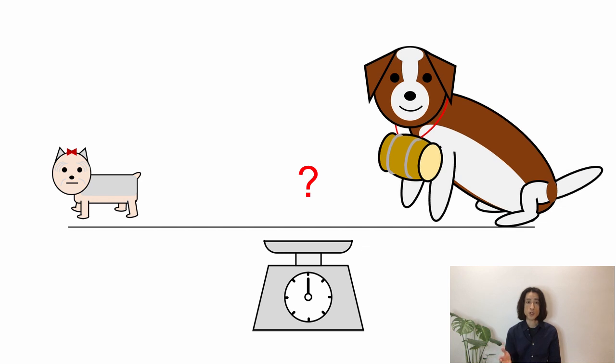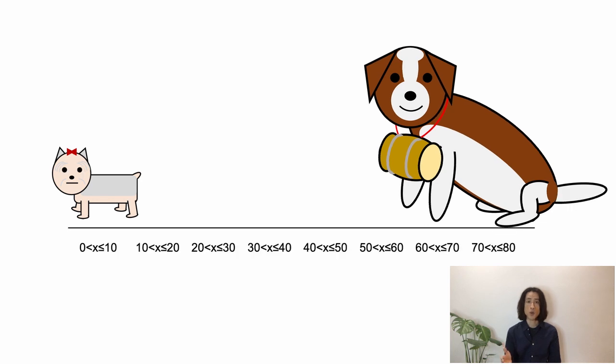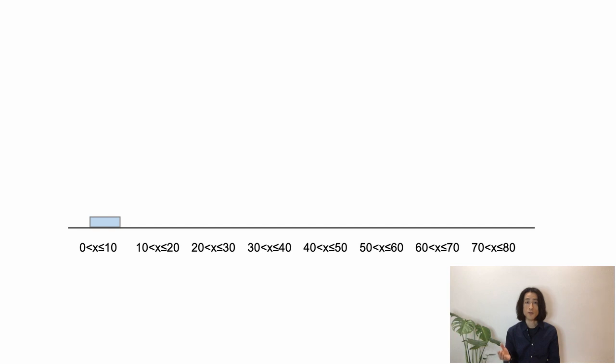Next, I divide up the measurements into a few groups. Let's start with the intervals of 10 kilo. So I check the survey result. If I see a dog that weighs between 0 and 10 kilo, in other words, greater than 0 and less than or equal to 10 kilo, I record this in the first category. I add one block in this category.